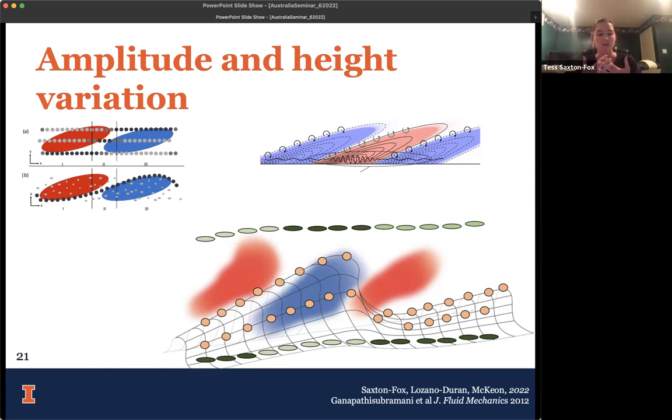And my aim here is to connect all these different pictures. So we have ejections and sweeps, which are very thoughtful. We have hairpin packets, we have amplitude modulation, and I think they're all saying the same thing. And so I'm trying to find ways of tying all that together and saying that there's some spatial organization, there's some amplitude variation. We're all quantifying the same thing. But it definitely connects to ejections and sweeps.